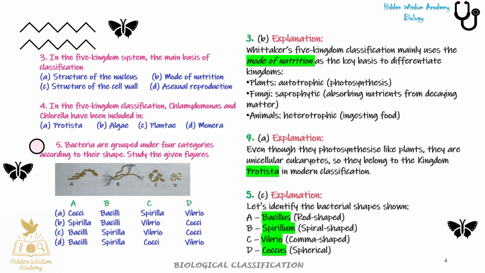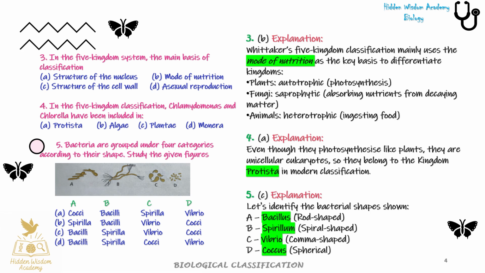Option C. A is bacilli. B is spirilla. C is vibrio. D is cocci. Option D. A is bacilli. B is spirilla. C is cocci. D is vibrio.